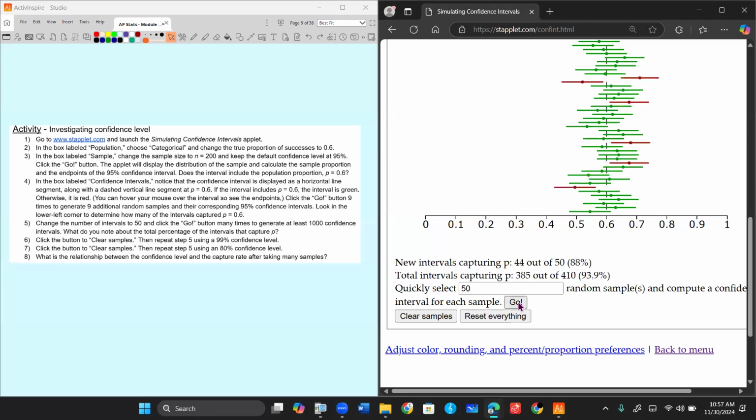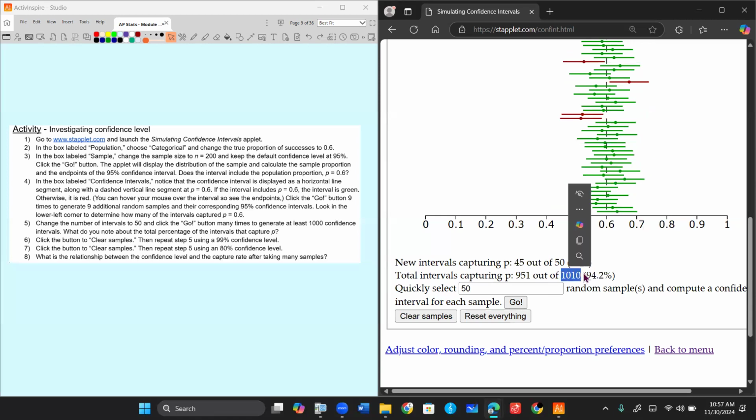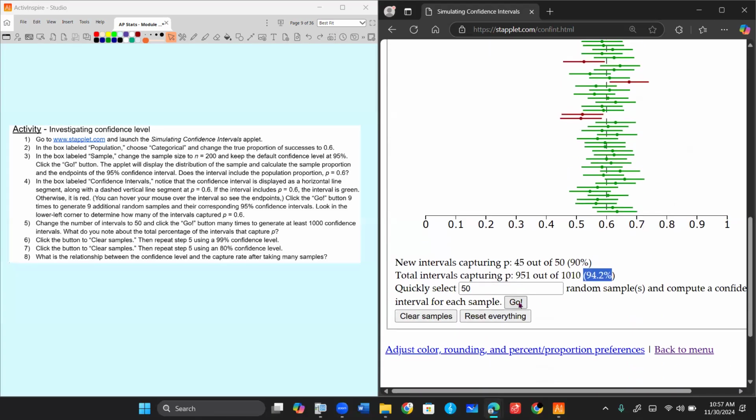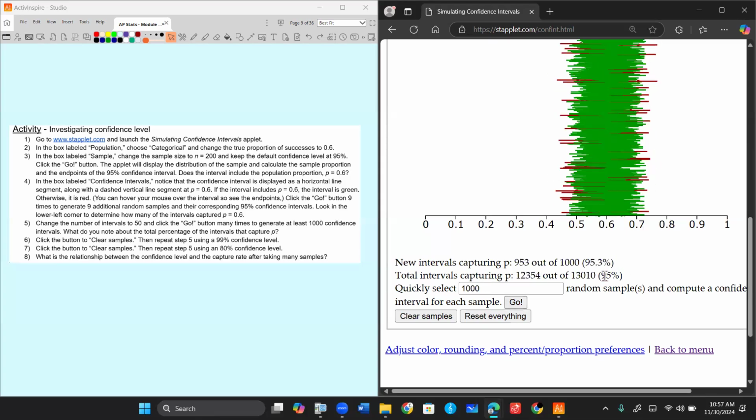and let me get that up to a little bit over 1,000, we'll say. So we'll just click that a bunch of times. Notice that out of my 1,010 intervals, about 94.2% of those intervals were capturing the true population proportion of 60%. And of course, I could make that ridiculously high. I could say like 1,000 there and just make it so much so that you're going to see that percent eventually level off to 95%. And that's always going to be the case.